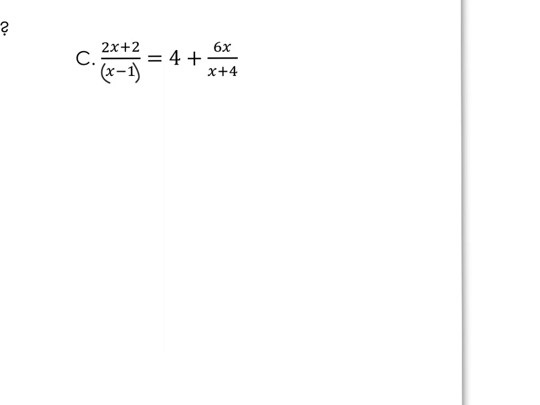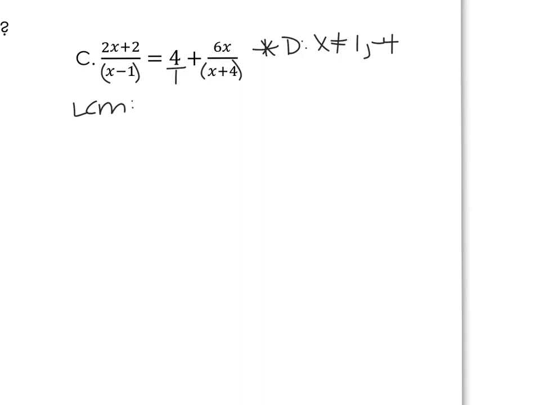So I'm really only worried about my denominators, and I've got x minus 1 and x plus 4, and then I'm going to put 4 over 1. None of those denominators factor, but that does give us two unique restrictions in our domain. If x minus 1 can't equal 0, that means x can't equal positive 1, and x plus 4 can't equal 0, so x can't equal negative 4. Okay, next step, let's determine that LCM.